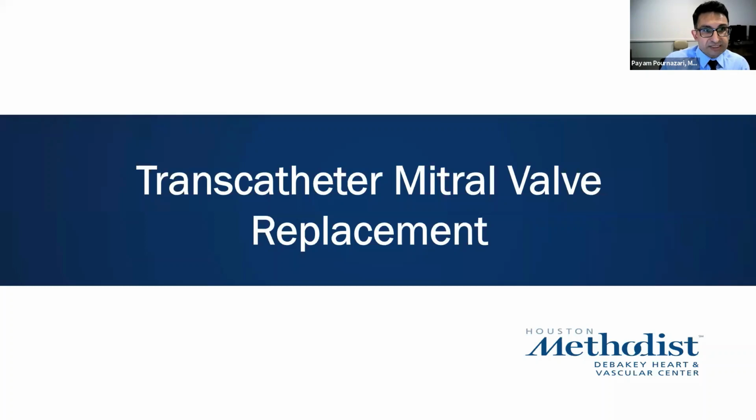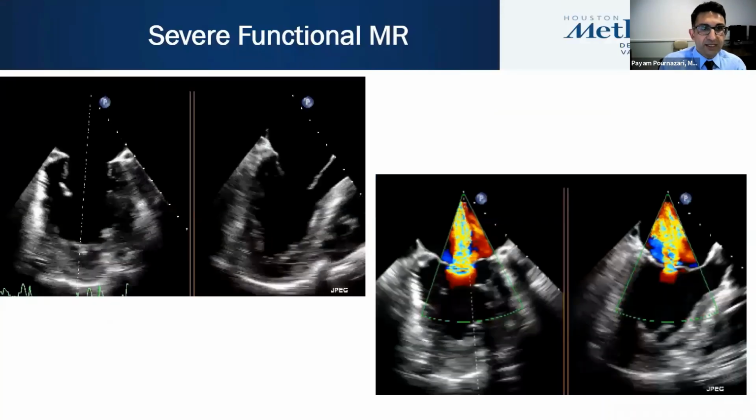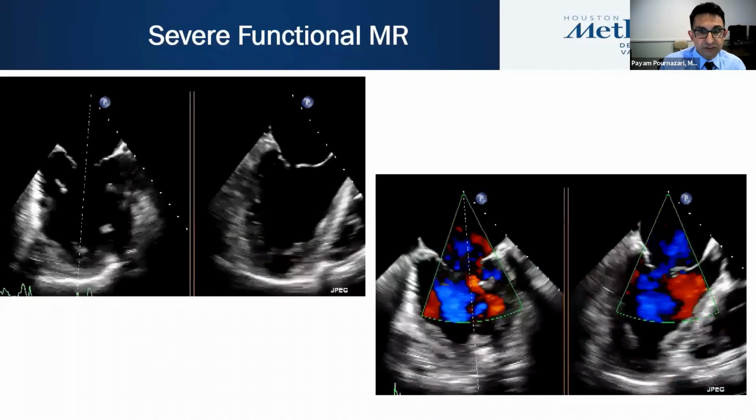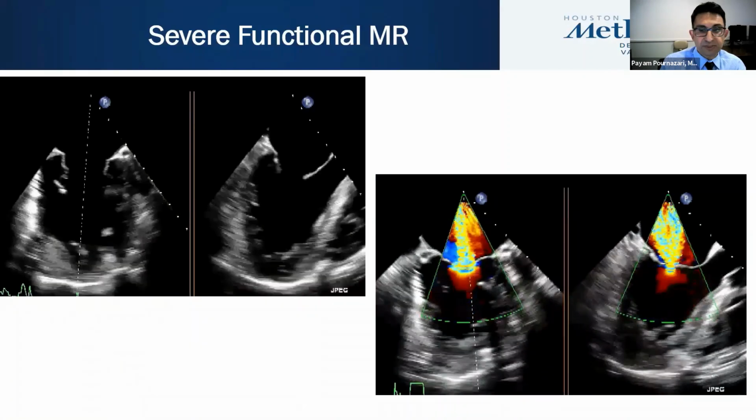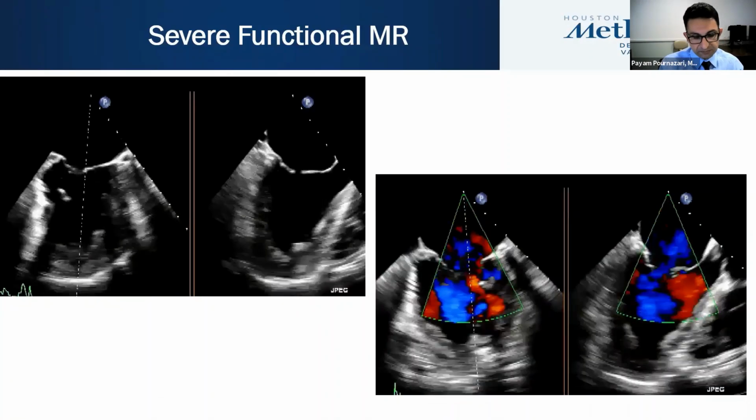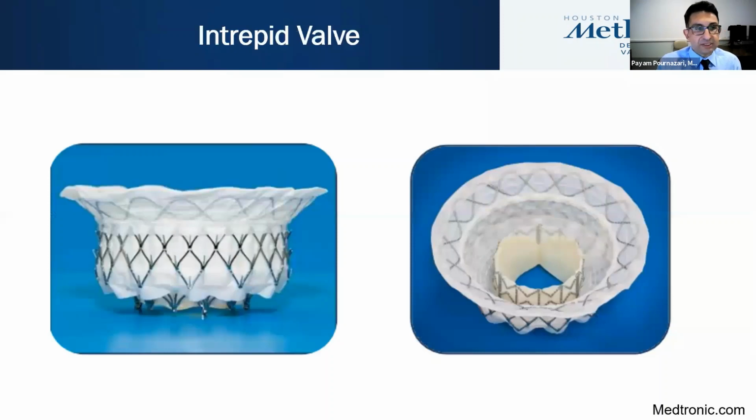I'm going to quickly talk about transcatheter mitral valve replacement. Different devices are being studied under various clinical trials. I will show an example of the Intrepid device used in the initial feasibility study of the device. This is a case of severe functional mitral regurgitation with a depressed EF and annular dilatation. Different valves have different mechanisms of anchoring to the annulus. The Intrepid valve relies on the radial force, and other valves rely on annular or ventricular anchors, apical tethers, or annular docking rings.